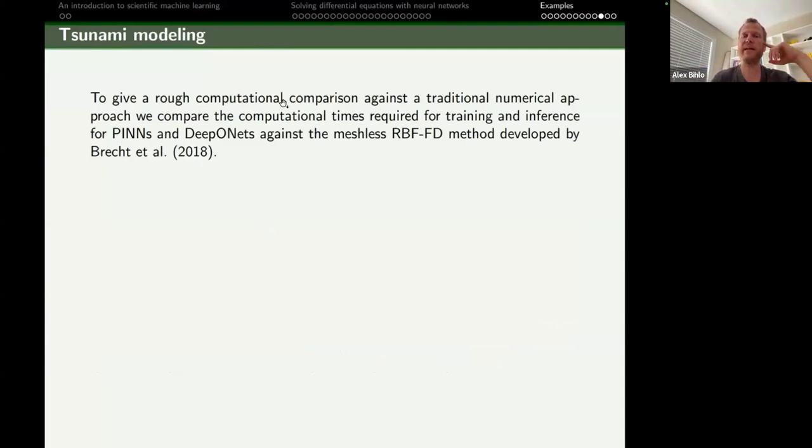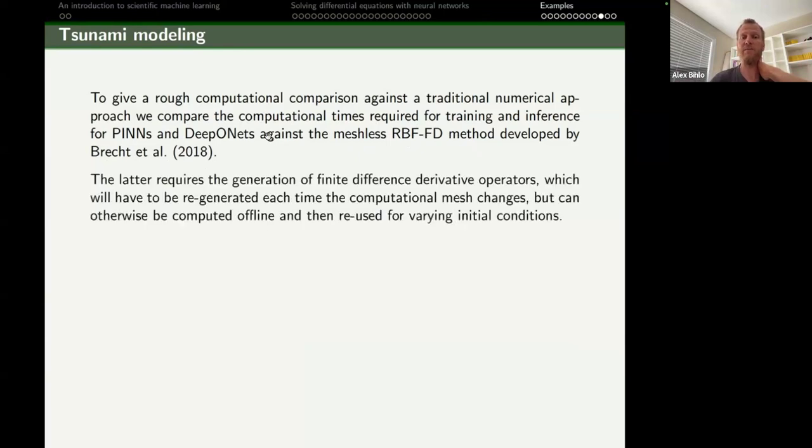And so we considered again tsunami modeling, right? And so we compare. This was done with my former PhD student, Rüdiger Brecht. So this was basically his master's and PhD work. He developed the standard numerical scheme for the shallow water equation for tsunami modeling using meshless RBF methods. So this is a classical discretization procedure. It's not grid-based, but it requires numerical discretization. And so this was our standard numerical solver against which we compared our new neural network-based solver.